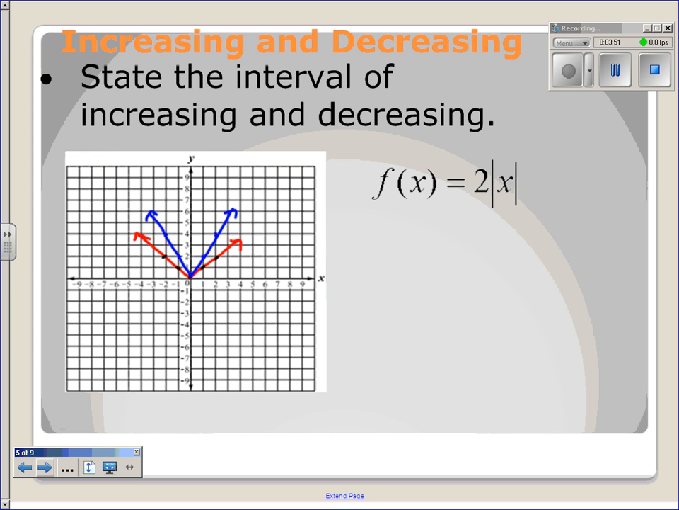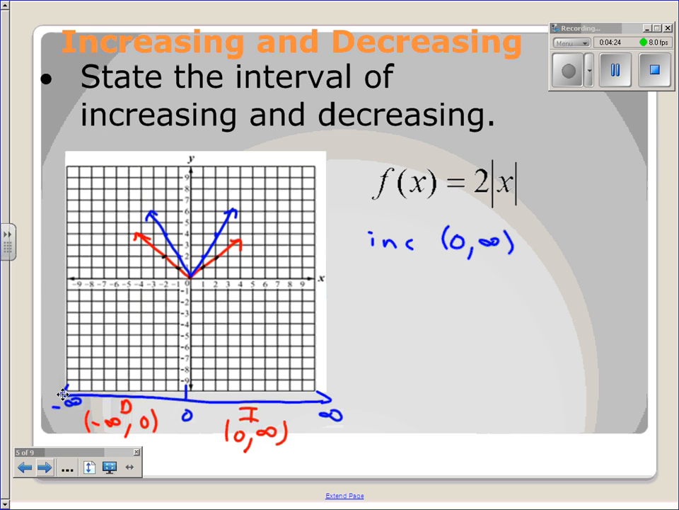Okay. Let's make our line. Negative infinity, infinity. Mark our vertex. Our x coordinate for the vertex is 0. Our graph is going down to start with, and then up. Negative infinity, 0, 0, and infinity. So we're increasing between 0 and infinity, and decreasing between negative infinity and 0.